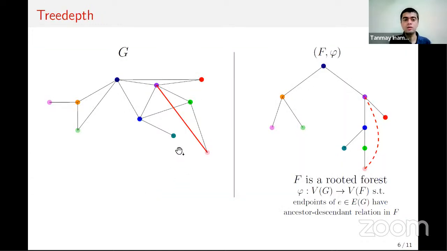So let me talk about the notion of tree depth. Here I have an example of a graph on the left, and on the right I have the tree depth decomposition.